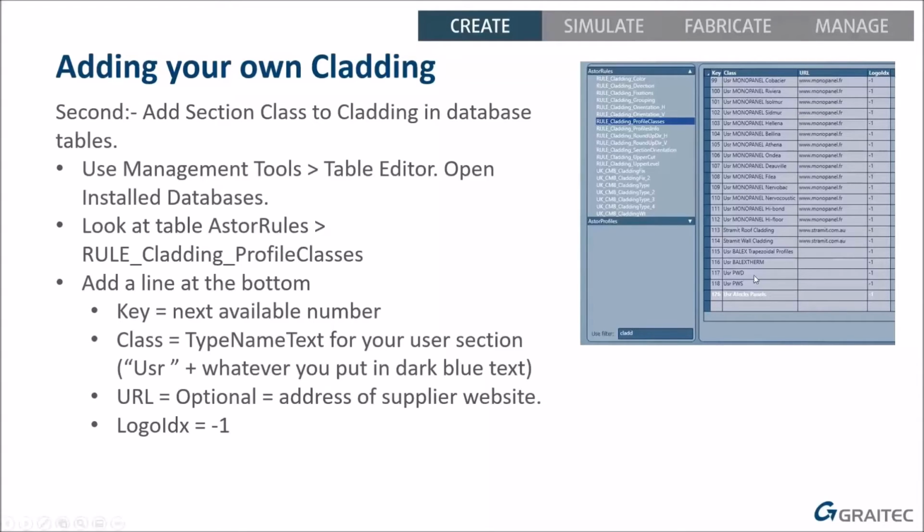The class is the critical one. This is what you must get right every time. And the name here, you could go looking it up in other tables or whatever, but unless you've done something fancy, the name will always be capital U, small SR space, plus whatever you put on the dark blue text on your user section.